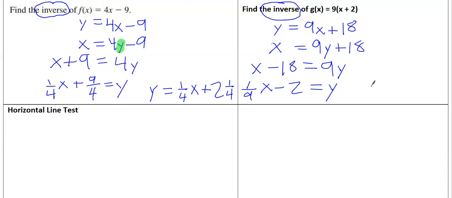And then just because we're used to seeing output equal some manipulation of the input, I'm going to switch the two sides. And this is y equals 1/9 x minus 2. Which is so beautiful.